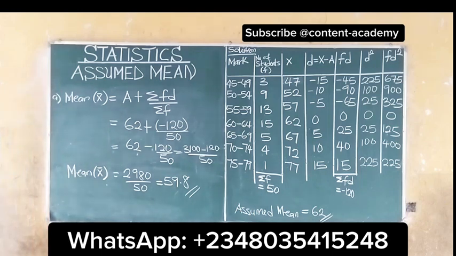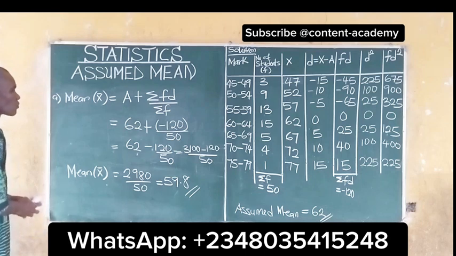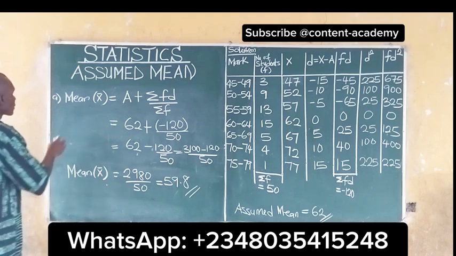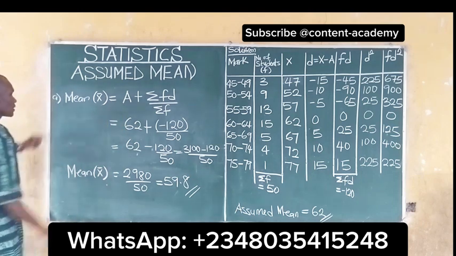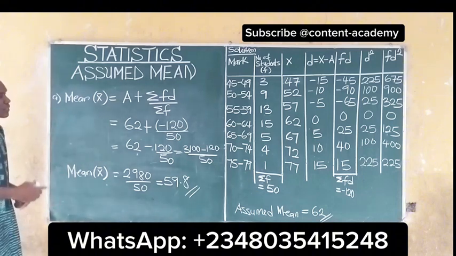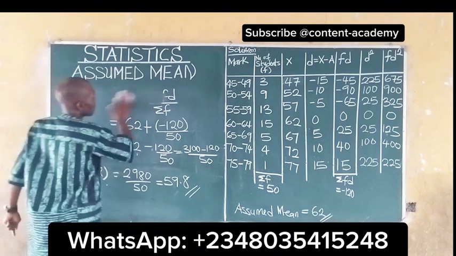Now, the next we have to look at is the variance. How do we calculate the variance? We'll still use this part of the board because we need this part. This is how we can calculate the mean, so we now go on to calculate the variance.